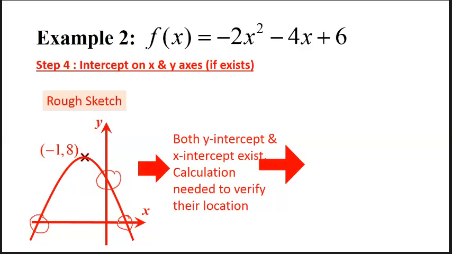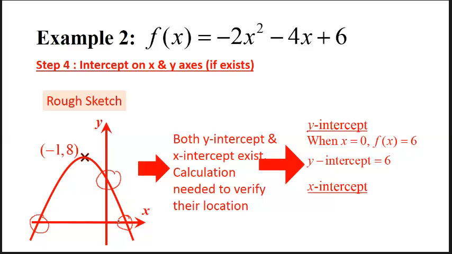For the y-intercept, when x equals 0, we find that f(x) equals 6. Therefore, the y-intercept is 6. For the x-intercept, we just solve using a calculator. We find that when f(x) equals 0, x equals negative 3 and 1. Therefore, the x-intercepts are negative 3 and 1. As a result, we have completed all the important information we need from the graph.